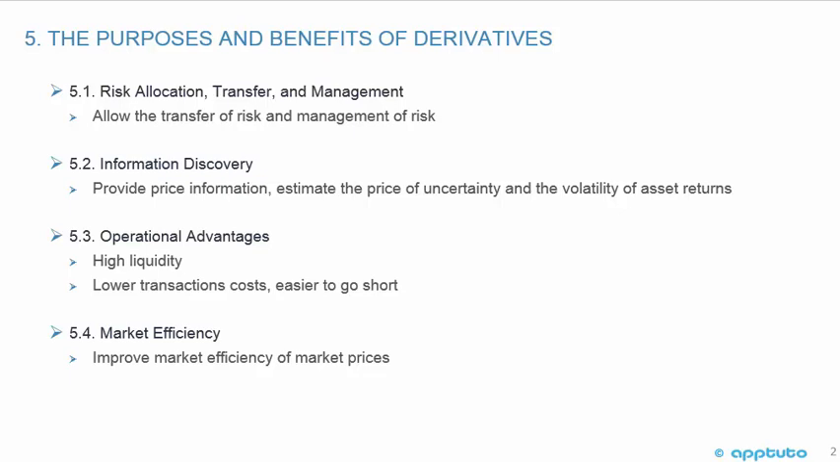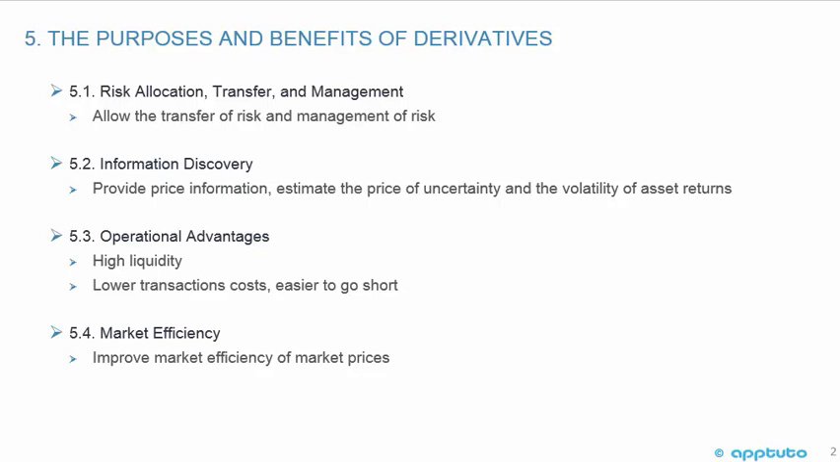The second purpose and benefit of derivatives is information discovery. Derivatives provide price information, and estimate the price of uncertainty and the volatility of asset returns, okay? The third is the operational advantages: high liquidity of derivatives and low transaction costs. Remember, that's not a purpose of derivatives; it's a characteristic that there are low transaction costs, and it's easier to go short, okay? In some markets it's not possible to short an instrument, but you can buy a put, for example.